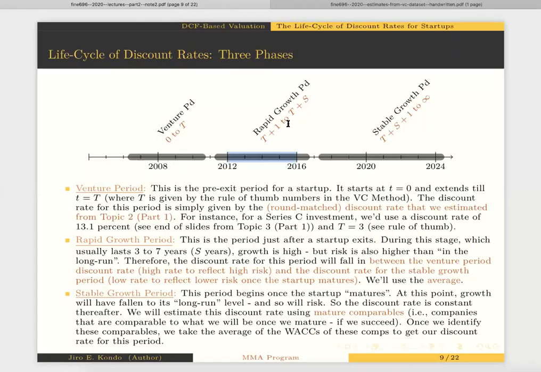Next question to ask is, well, what's the expected length of the rapid post-exit growth phase, right? So after a startup exits, how long does it continue to be rapid growth? Typical guidance on the length of the rapid growth phase, which is this parameter S, is between 3 to 7 years, with by far the most common number that I've seen used for length of rapid growth phase being 5 years.